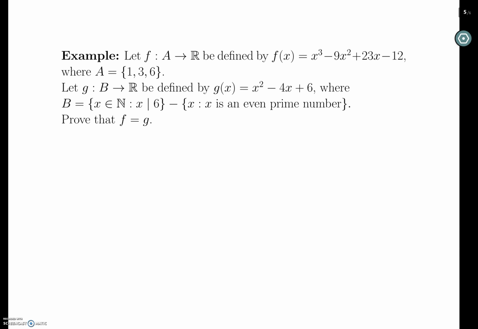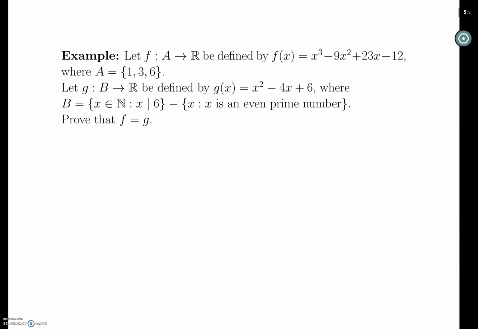So now let's look at an example where we want to show that two functions are equal. We're going to have f defined from A to the real numbers, by f of x equals x cubed minus 9x squared plus 23x minus 12, and A is the set {1, 3, 6}. We're going to let g be mapping B to the real numbers, defined by g of x equals x squared minus 4x plus 6, where B is the set of natural numbers that divide 6, taking out the numbers where x is an even prime number.